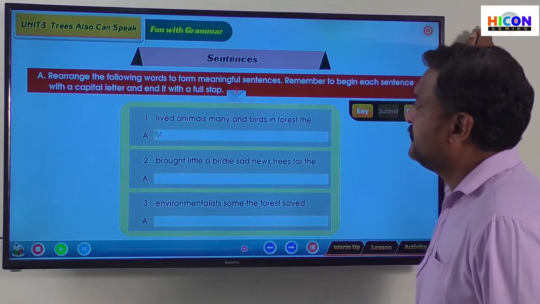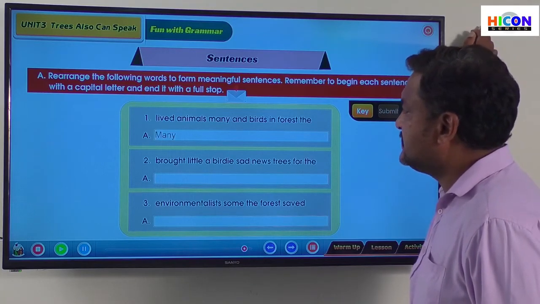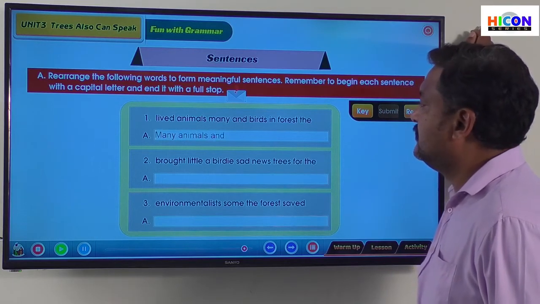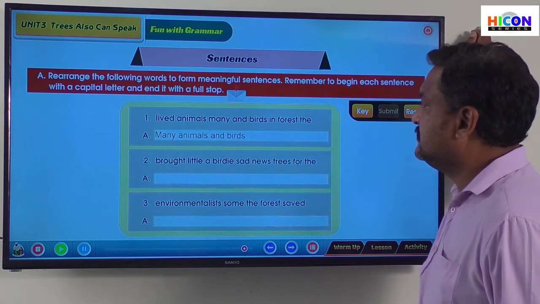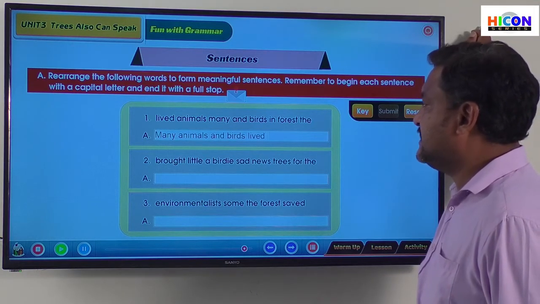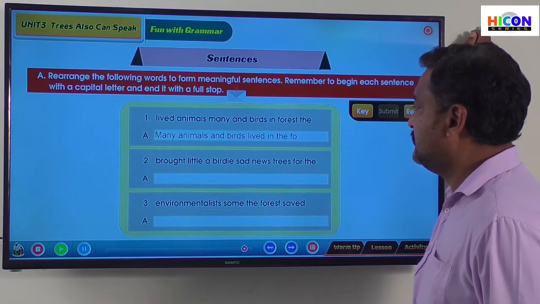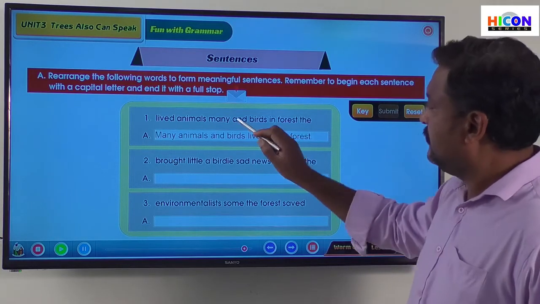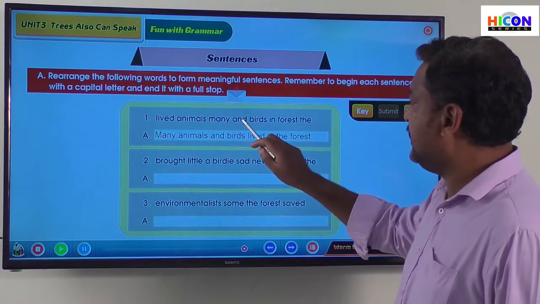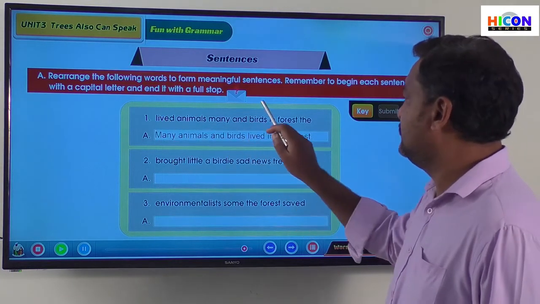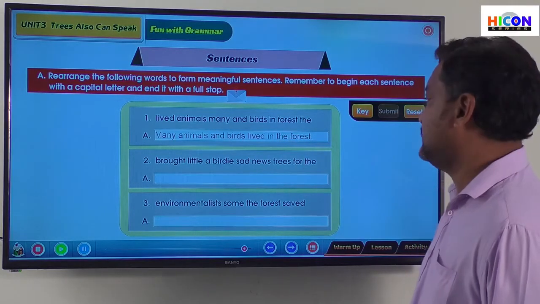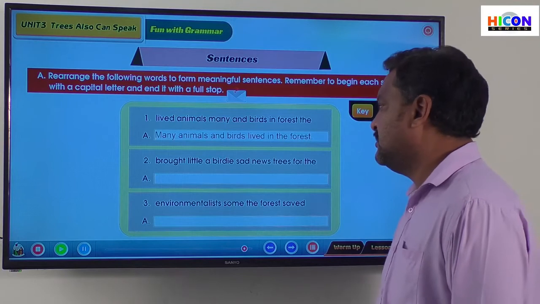Many animals and birds lived in the forest. Full stop. Many animals and birds lived in the forest.